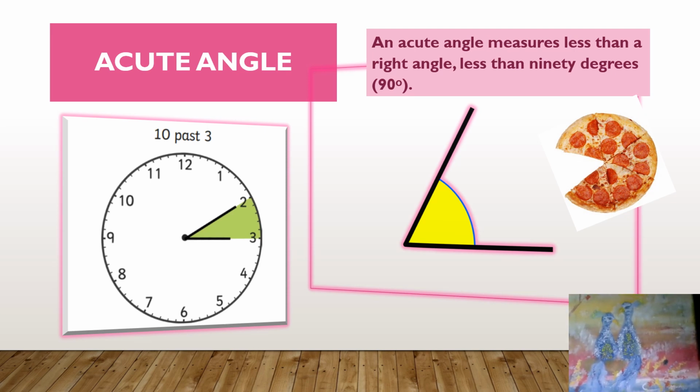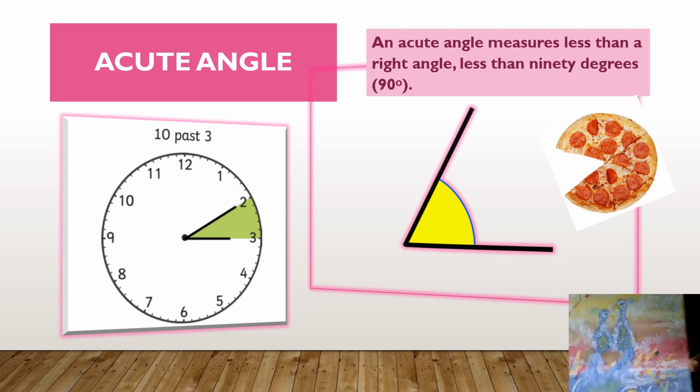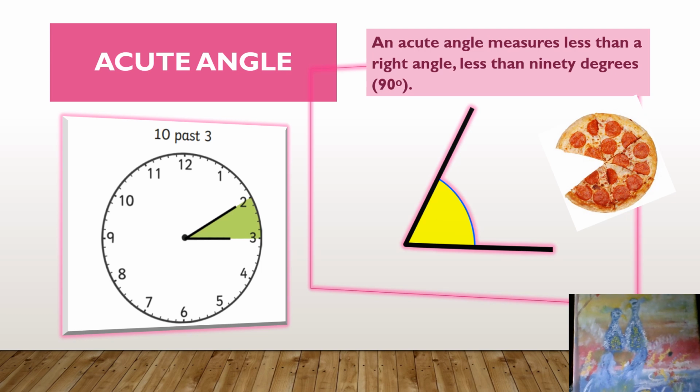A pair of open scissors and birds' beaks form acute angles. If we slice a whole pizza into 5 or more slices, each slice will make an acute angle. If we divide a right angle into 2 parts, each part will form an acute angle. Question for you. What is the largest measurement you can get for an acute angle?